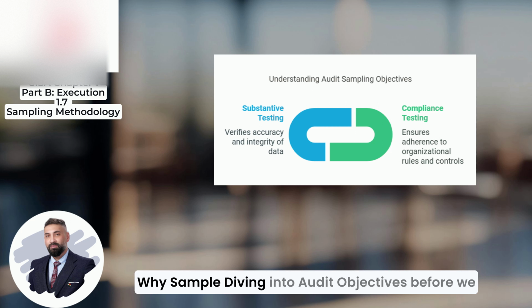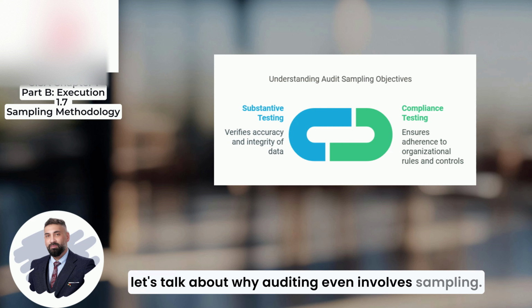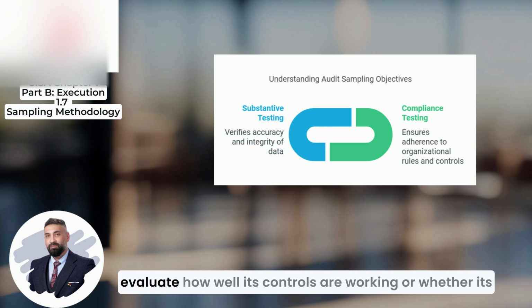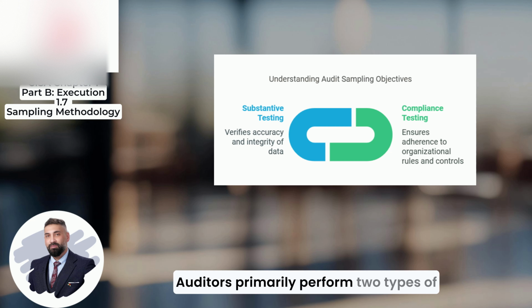Why sample? Diving into audit objectives. Before we get into the nuts and bolts of sampling, let's talk about why auditing even involves sampling. When an organization is being audited, the goal is to evaluate how well its controls are working or whether its financial or operational data holds up to scrutiny. This is where the purpose of the test comes into play. Auditors primarily perform two types of procedures: compliance testing and substantive testing.